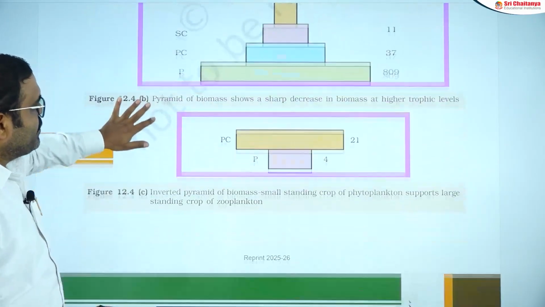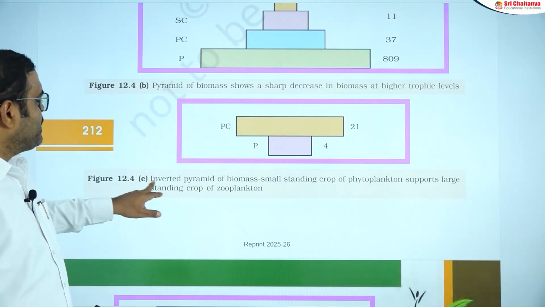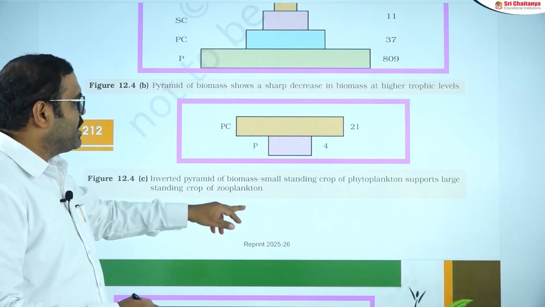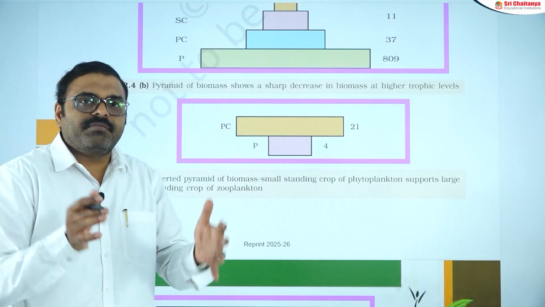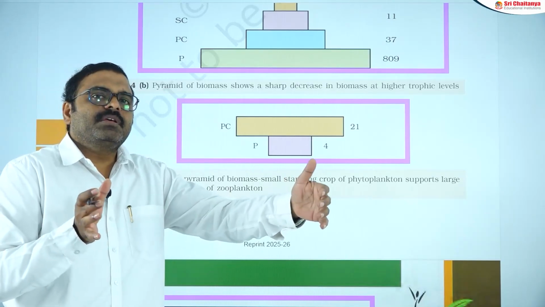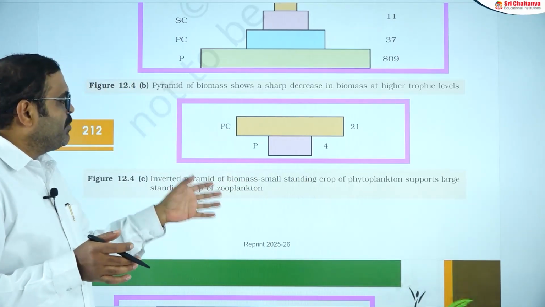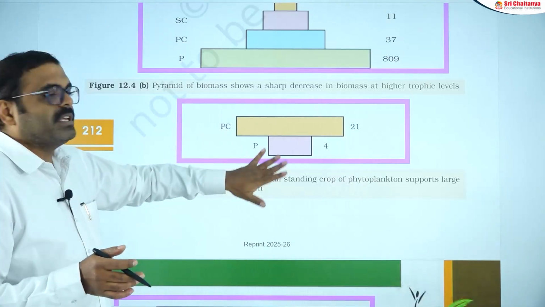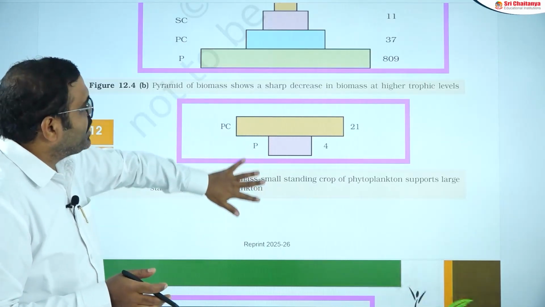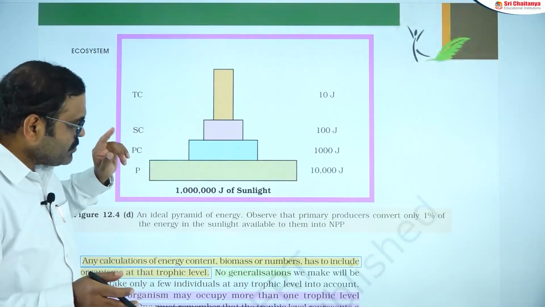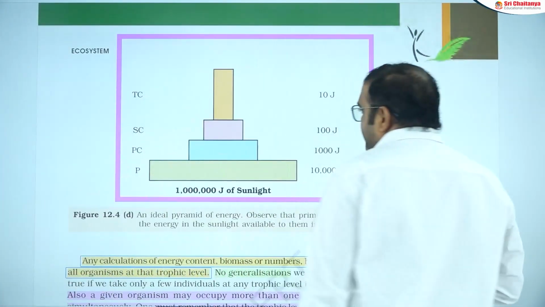Next one is a very important point: the pyramid of biomass is inverted in the case of the lake ecosystem, because the phytoplanktons' altogether weight is very less compared to the zooplanktons. That's why the pyramid of biomass in the lake ecosystem is inverted. This is an important point. Next, another point is that the energy pyramid is always upright.